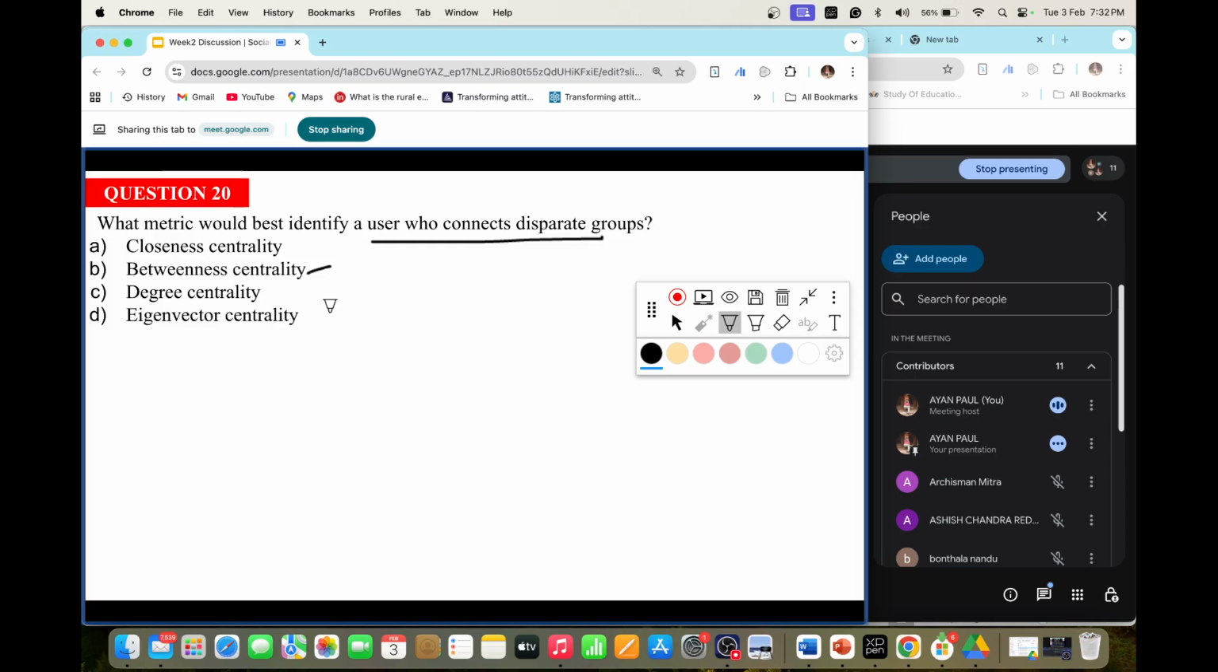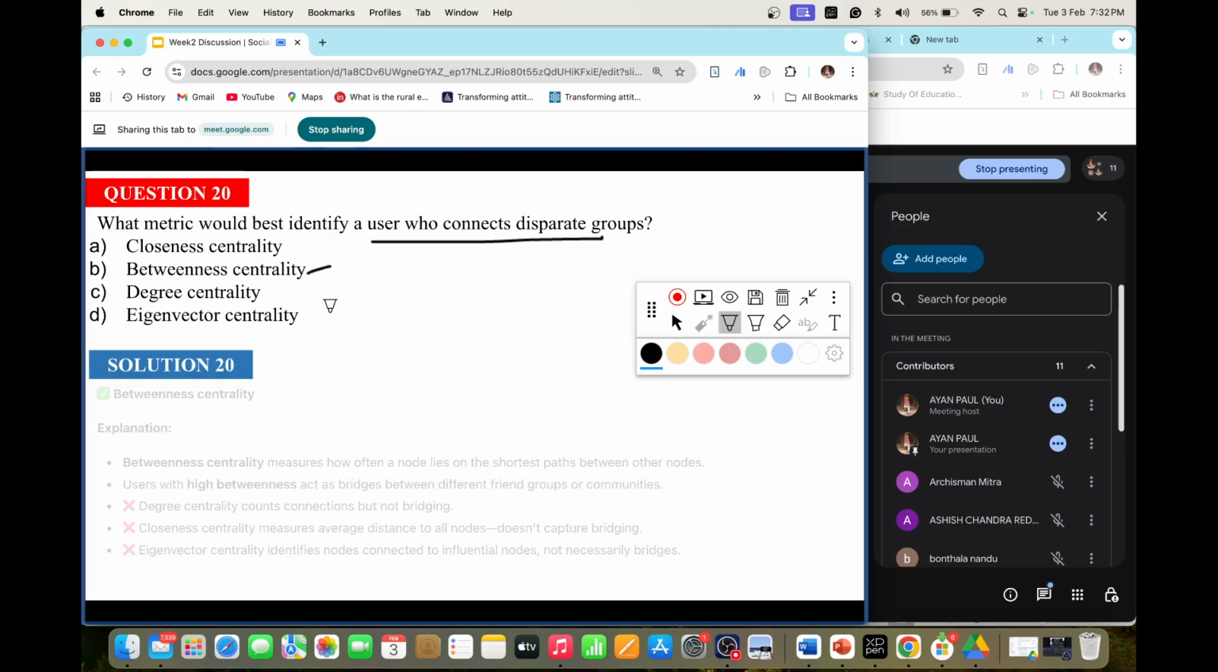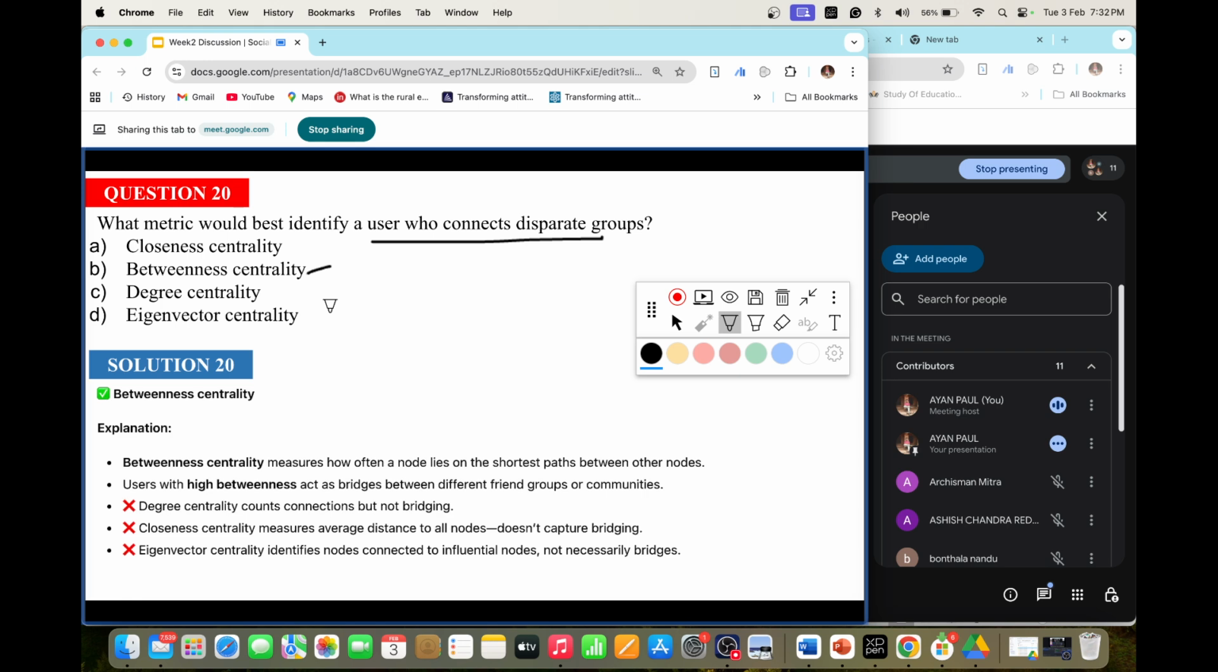Okay, so again we cannot say that. So option B is the correct answer over here. Betweenness centrality: how often a node lies on the shortest path between other nodes. Users with high betweenness act as a bridge between the different friend groups or communities.